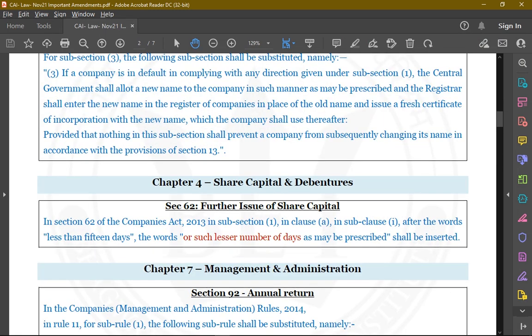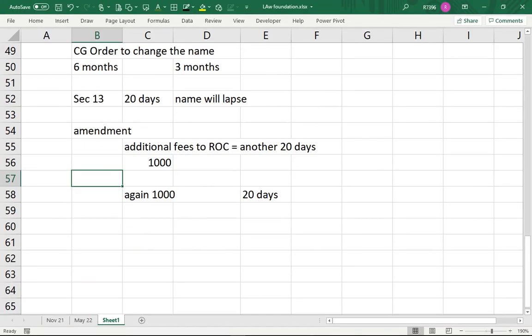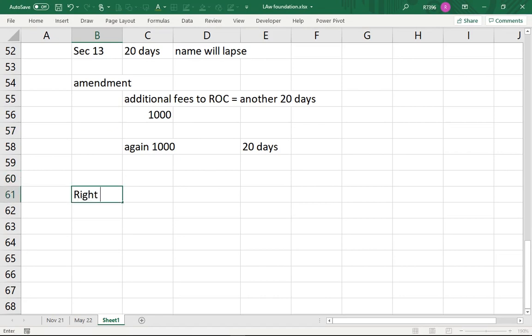Alright, now another amendment is from chapter 4, share capital and debentures. Only one amendment is there, that is from section 62, further issue of share capital. If you remember, particularly clause A, according to section 62 subsection 1 clause A, whenever you issue further share capital, it must be issued first to the existing shareholders only. And this concept is known as rights issue.